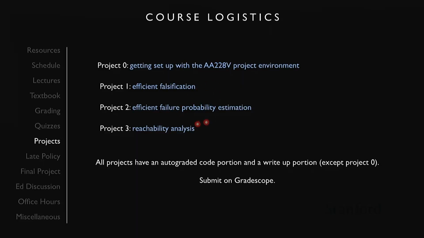And the other projects should be really exciting, emphasizing different aspects of the course. All projects will have an auto-graded code portion and a write-up portion. You'll submit both of those separately on Gradescope, except project 0 does not have a write-up portion. You just need to submit the code.